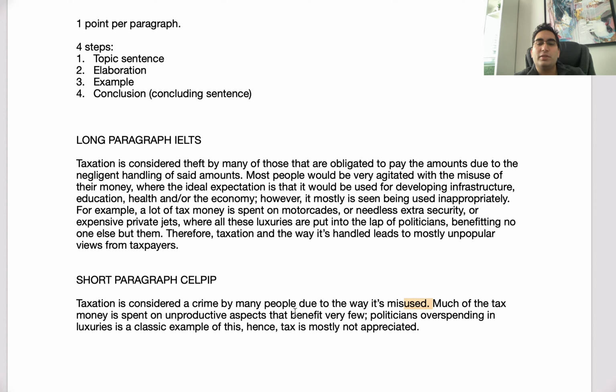So you can see I have the elaboration here, right here. Most of the tax money is spent on unproductive aspects that benefit very few. Example, politicians overspending on luxuries is a classic example of this. And the conclusion, hence tax is mostly not appreciated by many. Okay, you have everything that I have here in this short format in only 2 sentences, but you can see it's still following the steps, still following the 4 things.